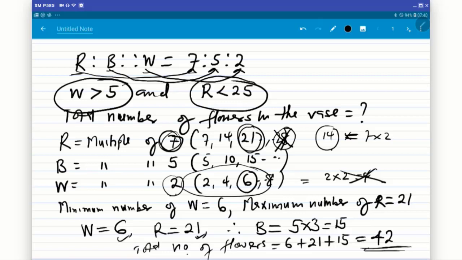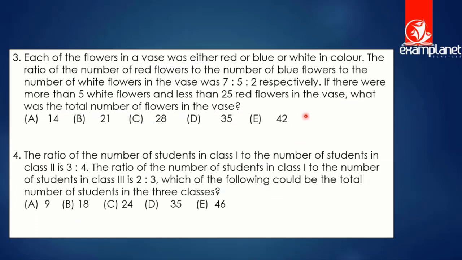Okay? Yeah, I know it's a little technical. Just go through it again. It's as simple as that. First, know the multiples of the number of each flower, and then see how you can use the information, white must be more than 5, red must be less than 25, to answer the problem, to know the exact values of the number of flowers for each color. Alright, so E will be our right answer, 42. Okay, now on to the next question.